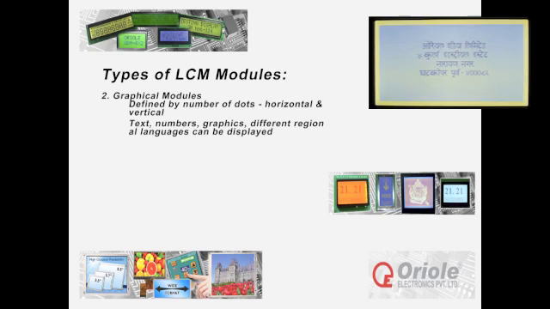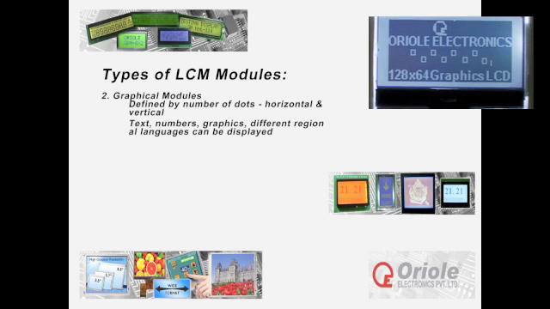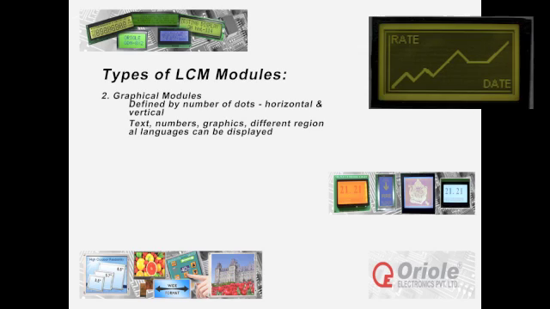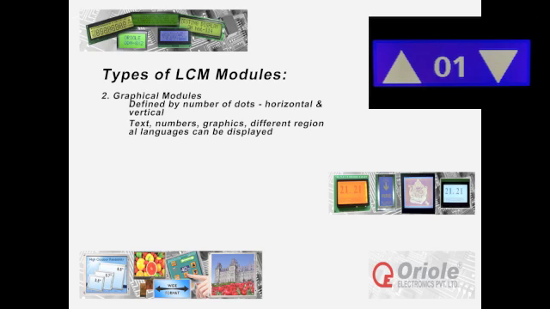Now a graphics LCD is defined by the number of dots. So the horizontal dots and vertical dots. So for example, if you have a 128 by 64 graphics display, it means that horizontally there are 128 dots and vertically there are 64. So you have these 128 by 64 dots to display whatever you like on a changeable basis. So on one screen you can show some graphs, on another screen you can show text or whatever you need.